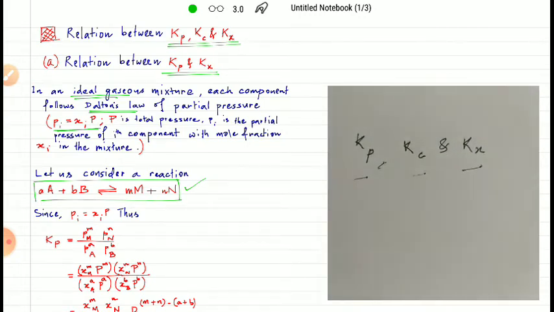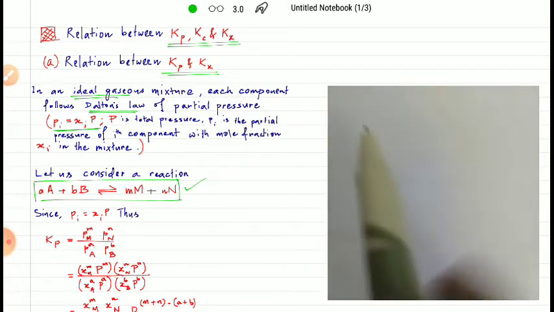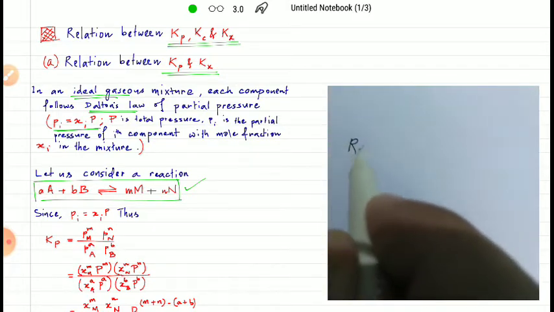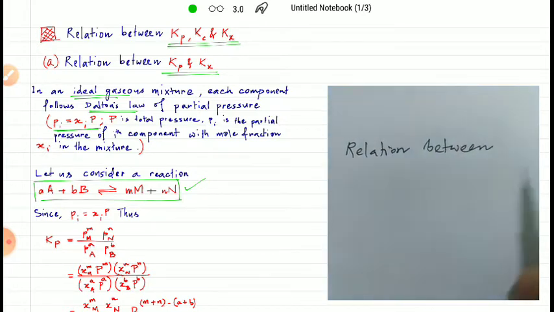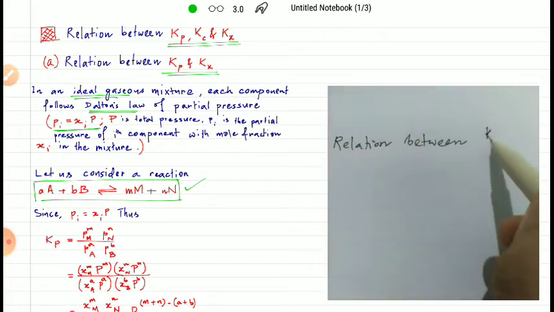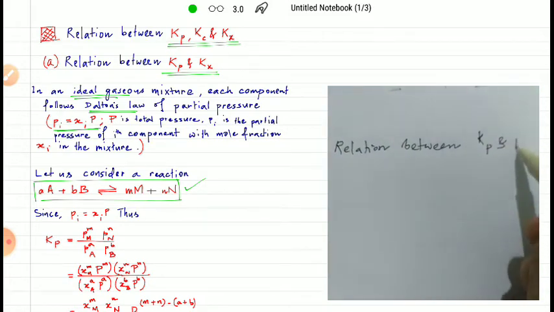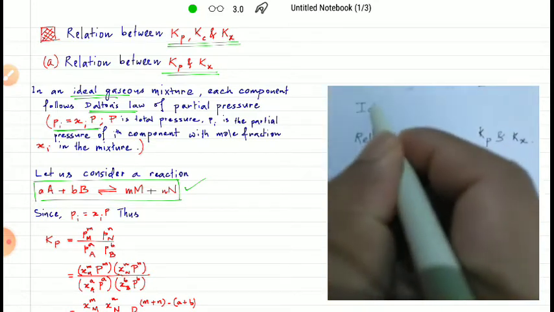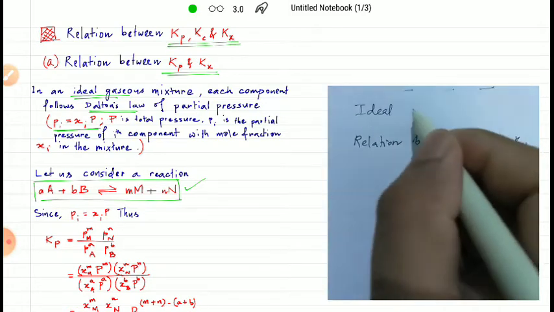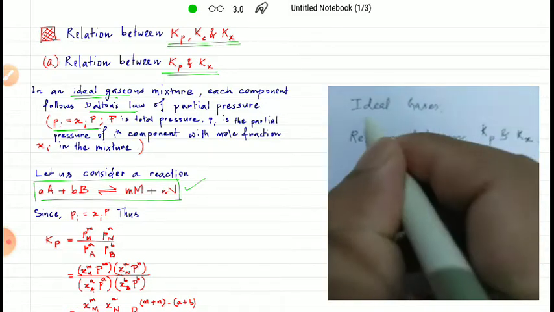Okay, so the first one is the relation between Kp and Kx. Okay, so actually in your syllabus we only have to derive the relations for ideal gases. So that means we are going to deal only with ideal gases. Okay, ideal gases.